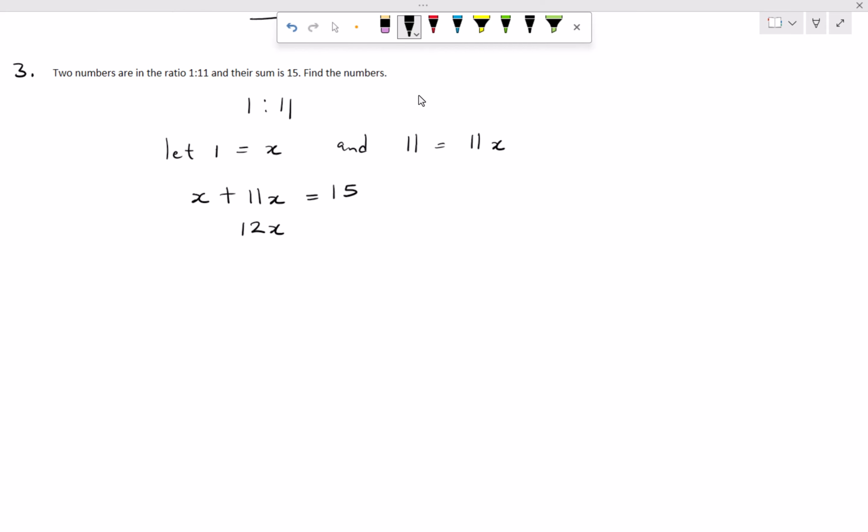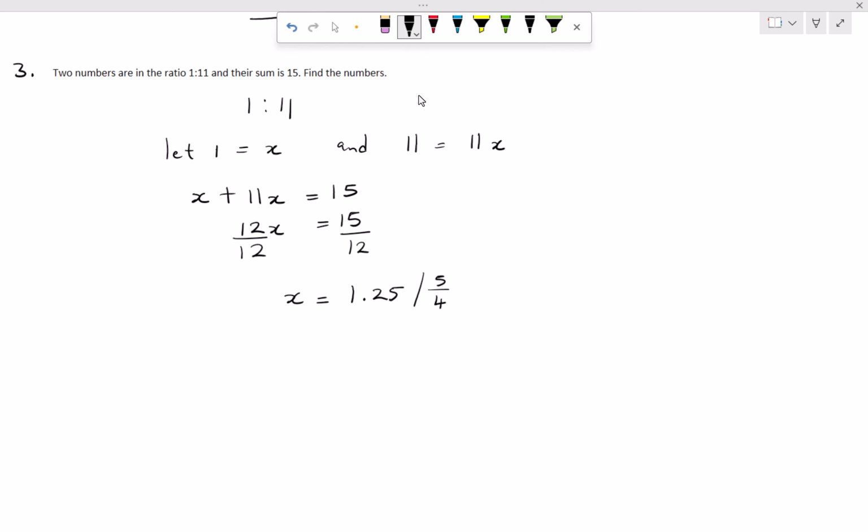So now we solve for x. We have 12x is equal to 15. Divide both sides by 12. And we get x is equal to 1.25, or we can put it as a fraction. We get 5/4, which is the same as 1.25.